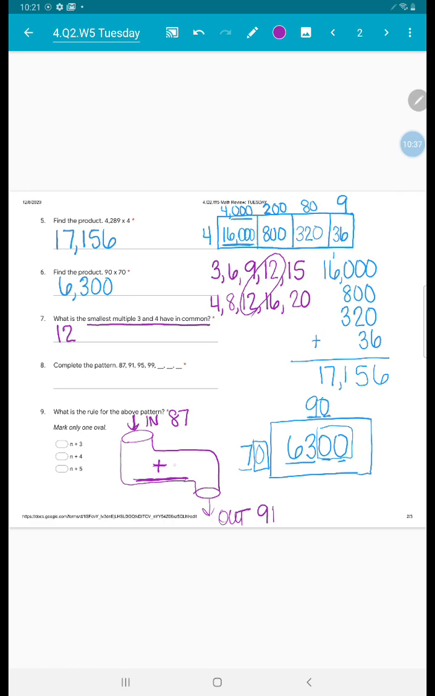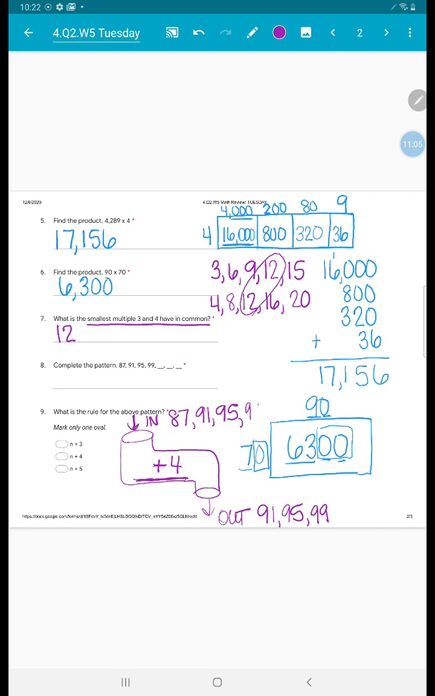4. Okay, so we think the rule might be add 4. 87 plus 4 is 91. All right, so if I drop in a 91 and I add 4 to it, what would come out? 95. That's the next number in our pattern, so we're right so far. So if I drop that 95 in and I add 4, what would come out? 99. So our rule is correct.